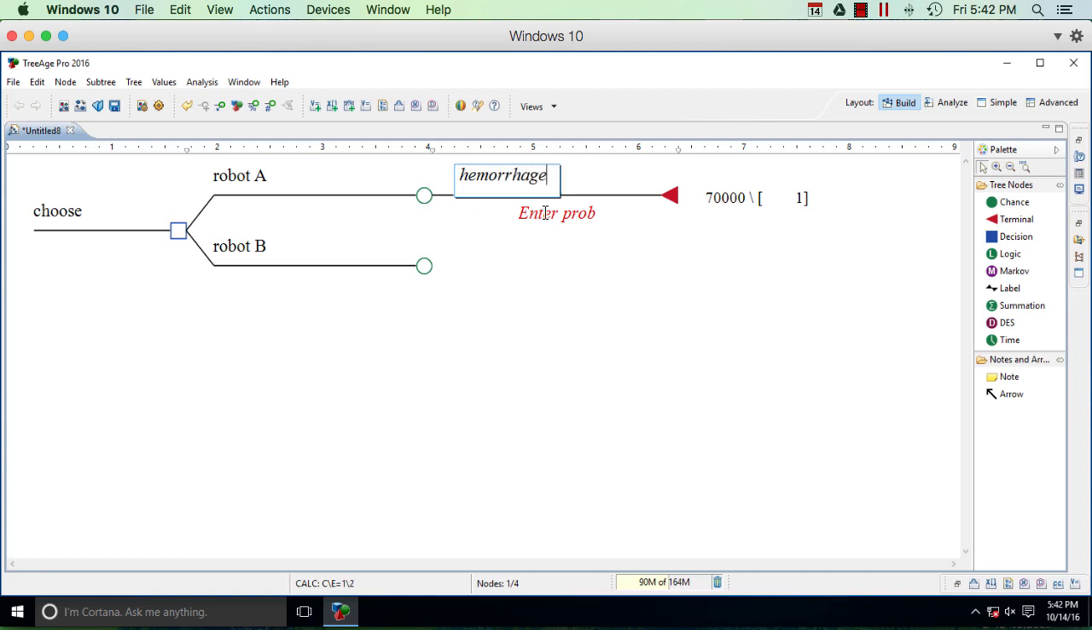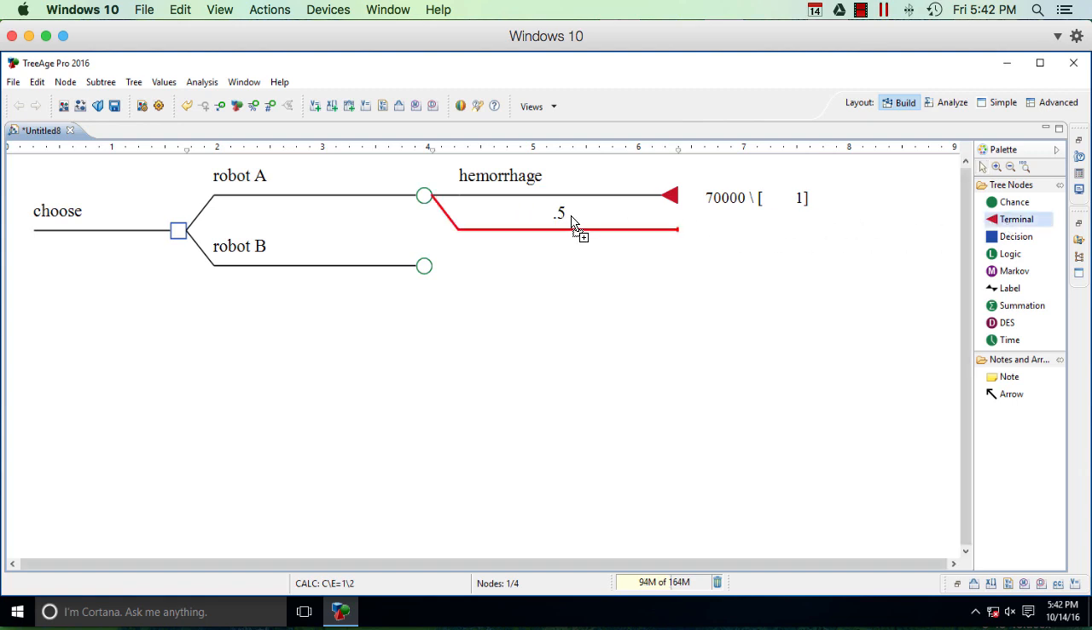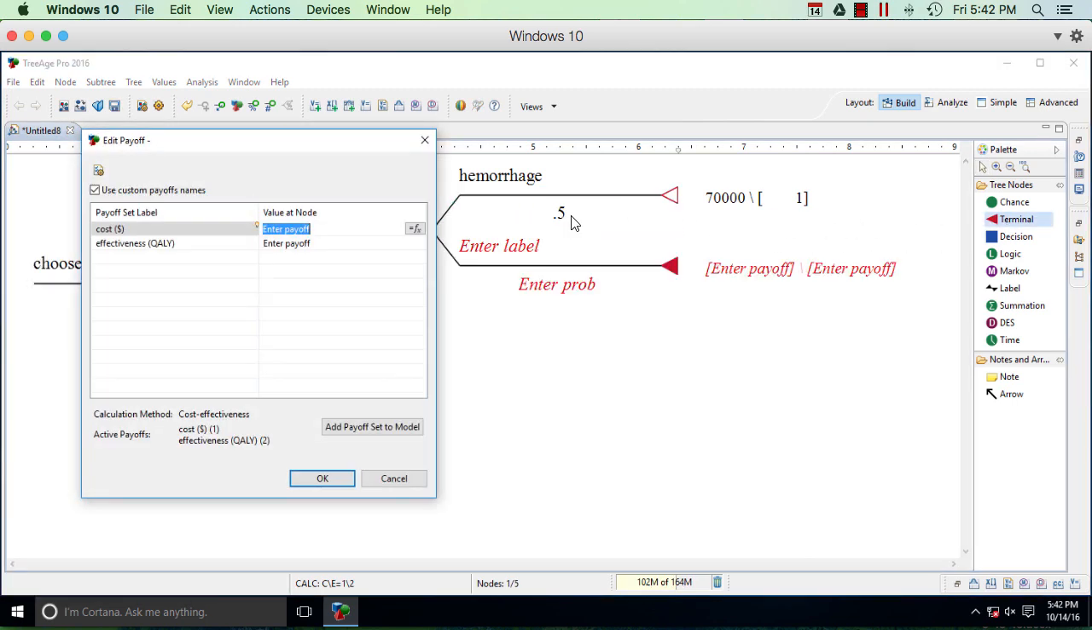Now you can see the first branch we'll just say is robot A with a hemorrhage. So we choose robot A, and then there's just a 50% chance that there's a hemorrhage. Half the time there's a hemorrhage. And you see the cost and the quality associated with both choosing robot A and then subsequently having a hemorrhage as a result of surgery with robot A.